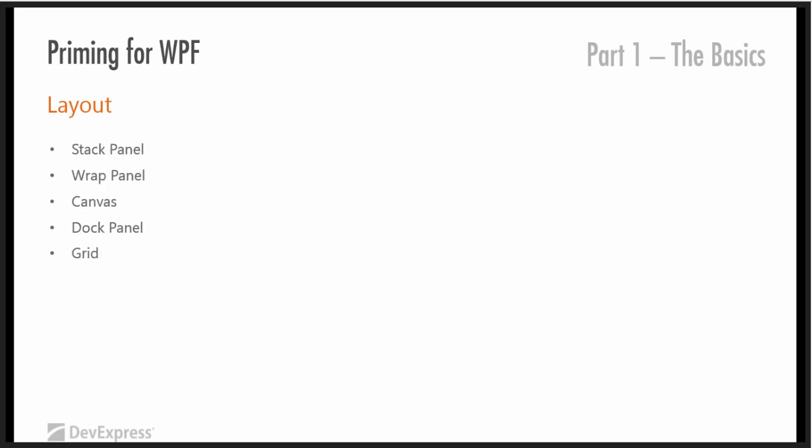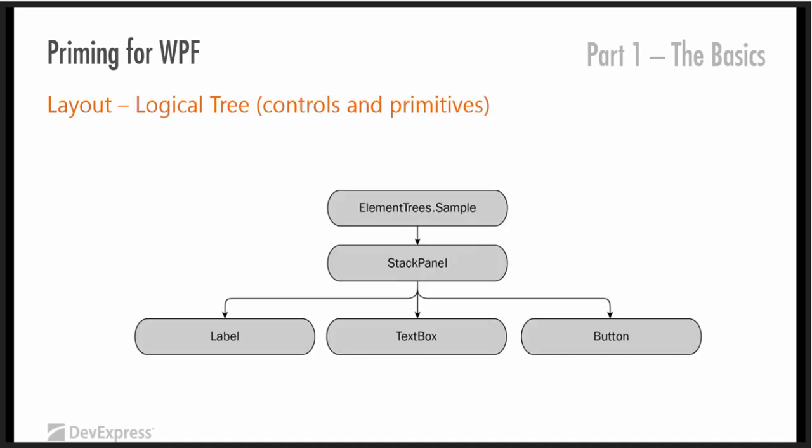But as we saw, the actual construction of the interface is done inside layout panels. And there's a number of different ways to do that. For example, you've got the stack panel, you've got the wrap panel, the canvas, the dock panel, and the grid. And these will become more clear when we start building sample applications together. Now, because it is built inside that XAML markup, you end up with nested controls. So typically, here's a stack panel that's got a label, text box, and button inside it. And this is what we call the logical tree.